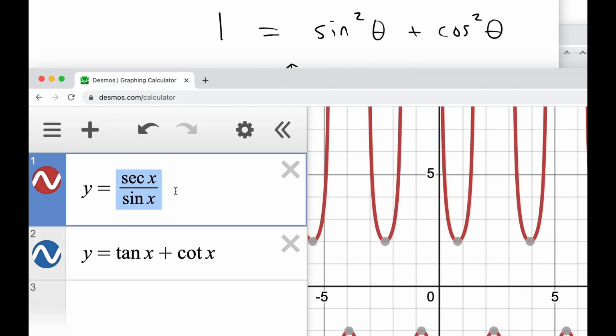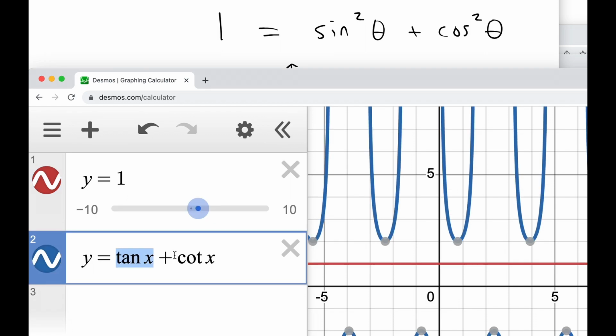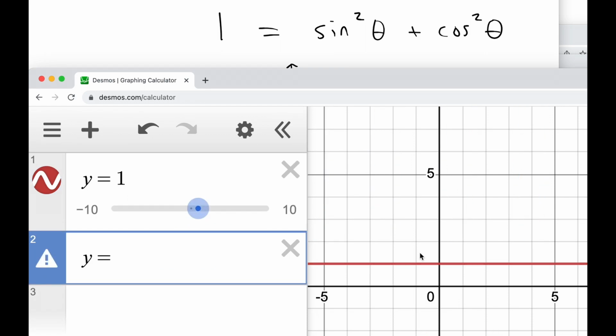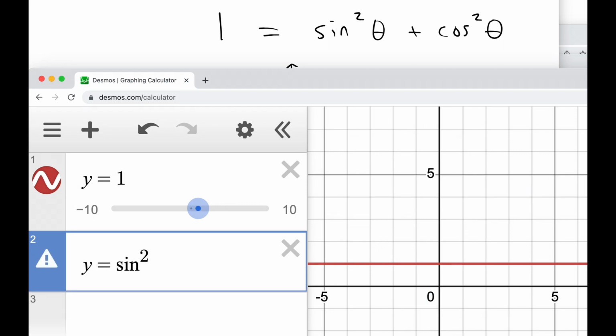We could do the same thing for this identity here. Y equals 1 is just a horizontal line. And we see that sine squared x plus cosine squared x is also equal to 1.